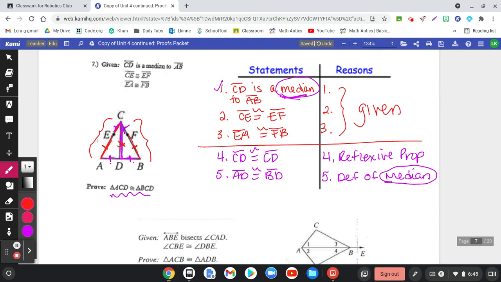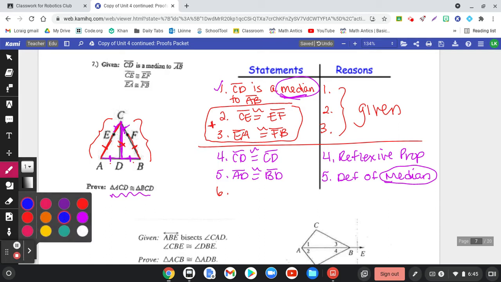So remember, if you have the two parts and you're trying to add them up to get to the whole, it's addition. So let's see. If we take a look at 2 and 3, I'm just going to kind of circle them. If I add those together, I'll have the whole side, and we can prove our triangles are congruent by side, side, side. So we just got to get there.